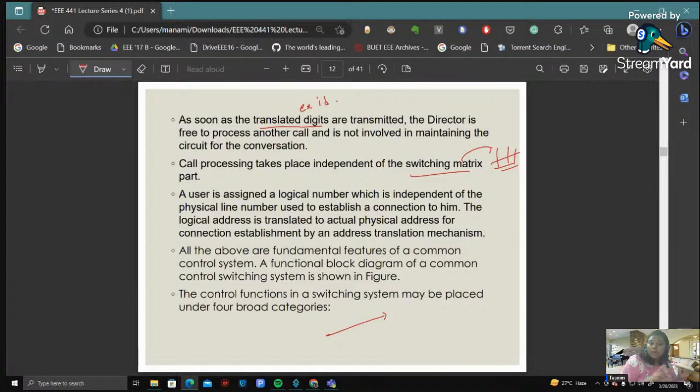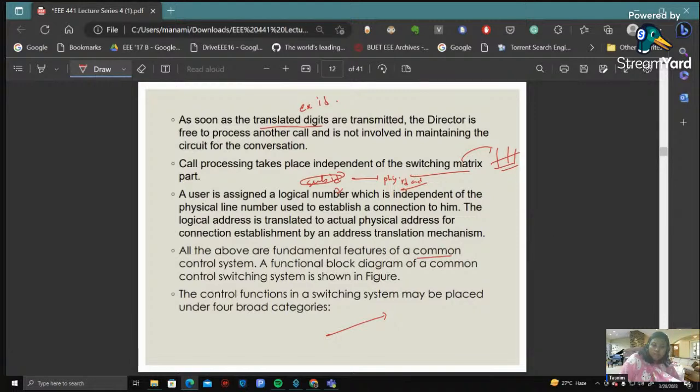A user is assigned a local number, now we are talking about the subscriber ID, which is independent of the physical line number used to establish a connection to him. The logical address is translated to the actual physical address for connection establishment by an address translation mechanism. Let's just assume this is like the IP address of the device for the feasibility of the system currently. All the above are fundamental features of a common control system, CCS.